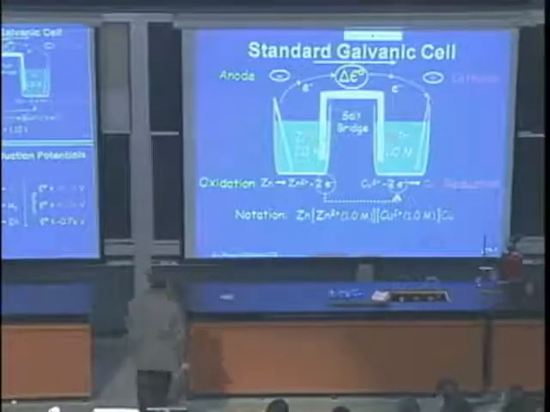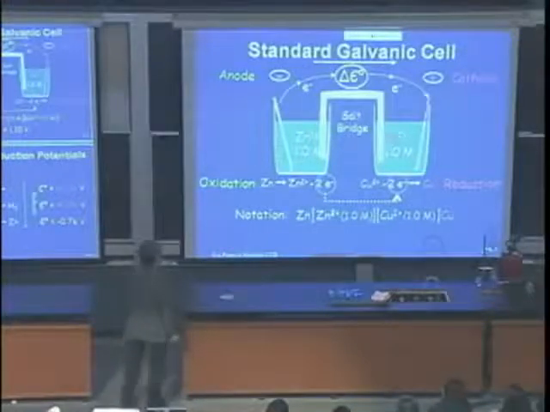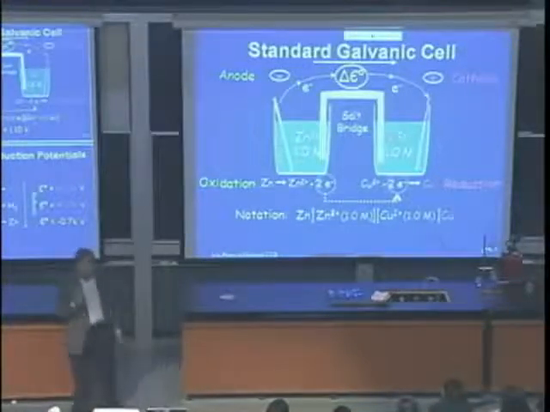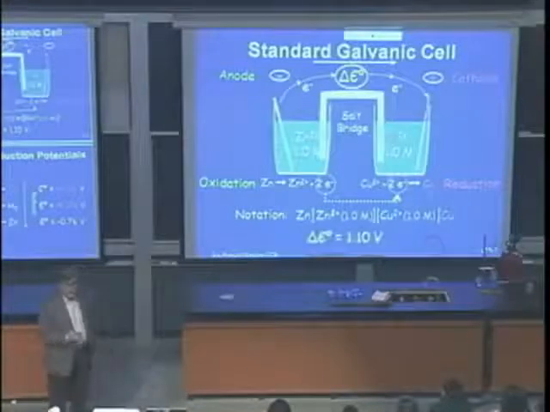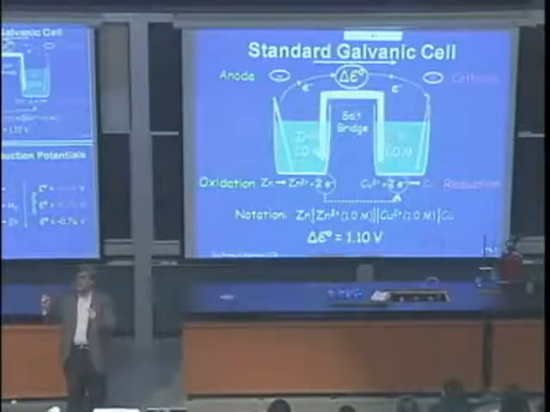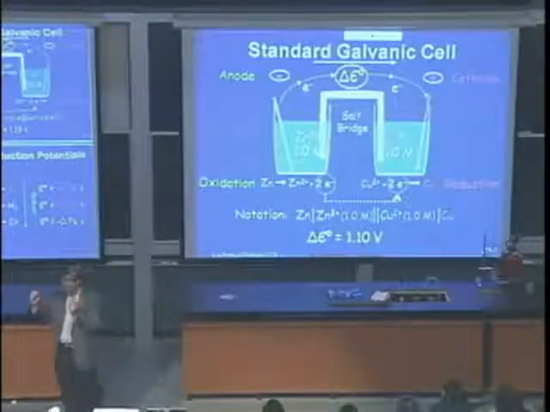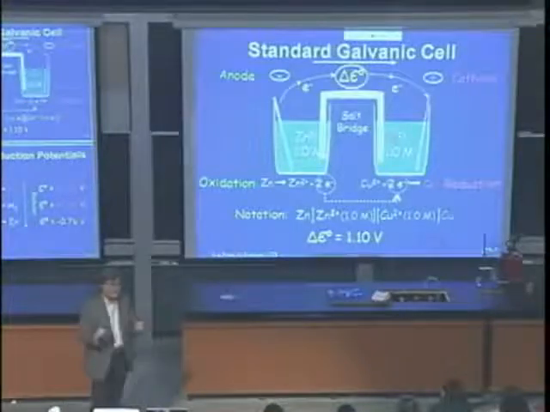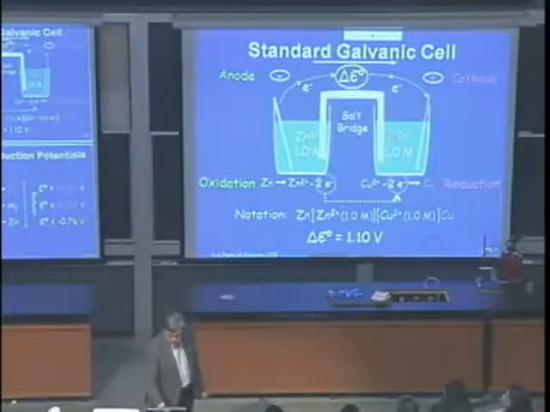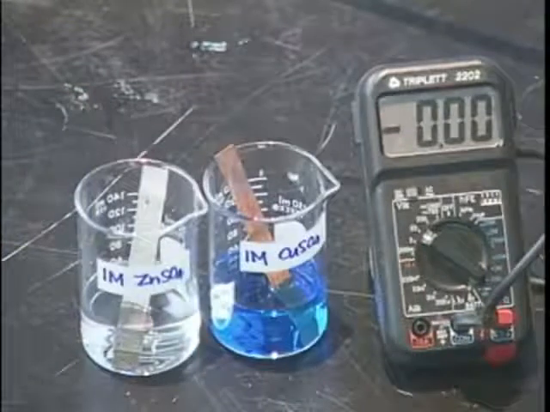And so if you measure the potential of exactly such a cell and you do a high precision measurement, you will measure a difference in potential of 1.1 volts. 1.1 volt. Let's do that. So let me explain this to you first.